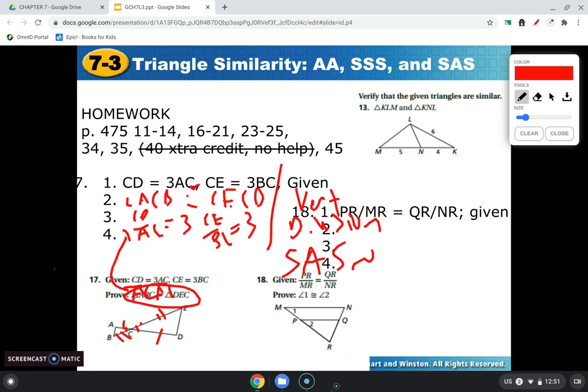All right, just another example of a proof for you as you're going forward with this. And this is the last proofs we'll see.